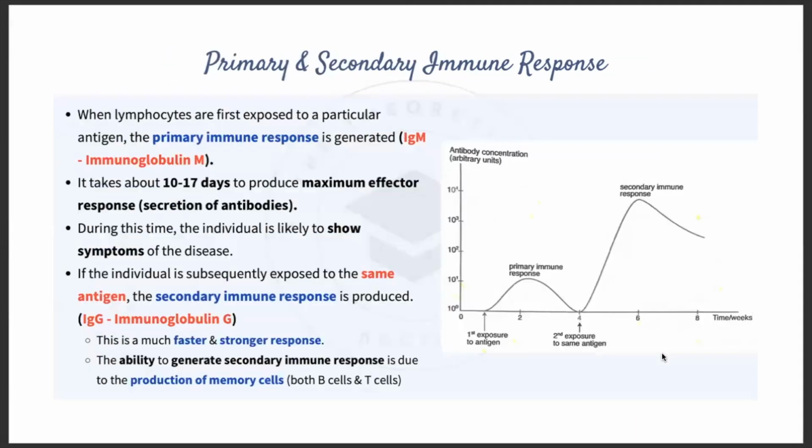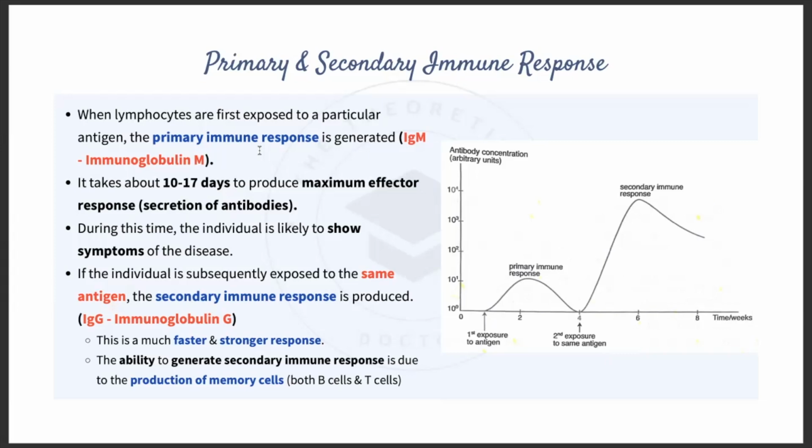Primary and secondary immune response. So when lymphocytes are first exposed to a particular antigen, keyword here is first exposed, the primary immune response is generated, and the important antibody here is IgM or immunoglobulin M. This will take about 10 to 17 days to produce maximum effector response, meaning to secrete the antibodies to attack that. So it's going to take some time because it's the first time the infection occurs. So during this time, the individual is likely to show symptoms of the disease.